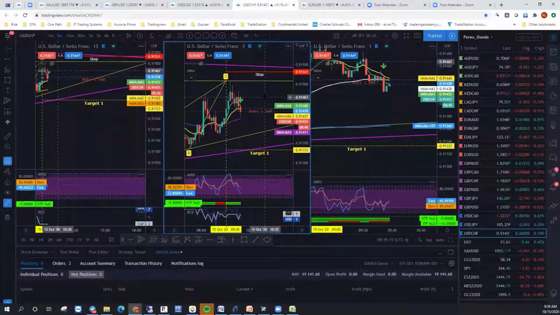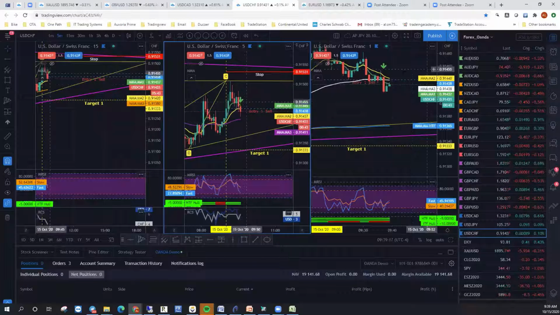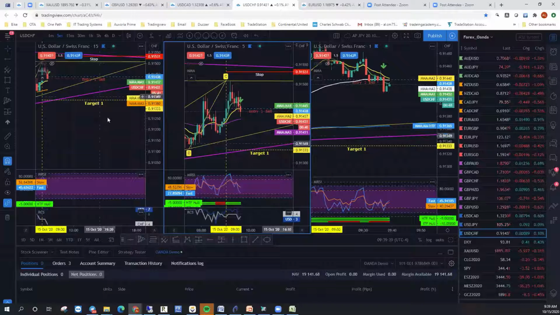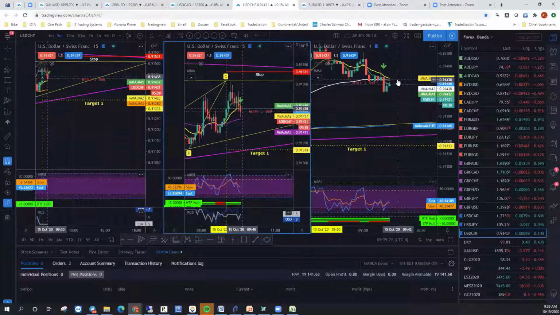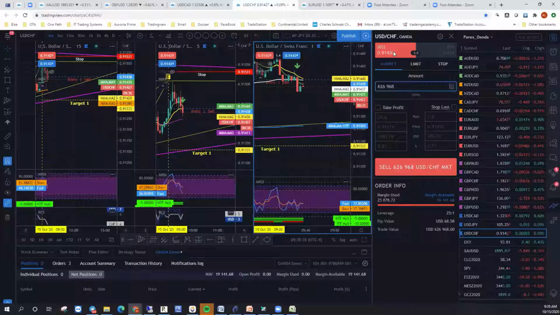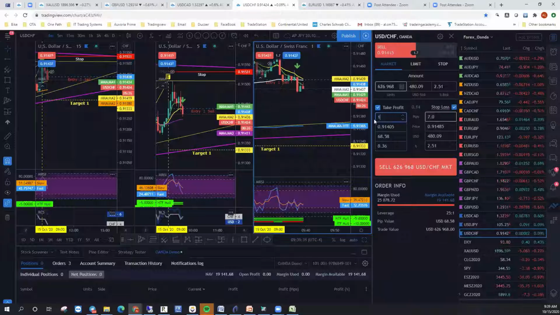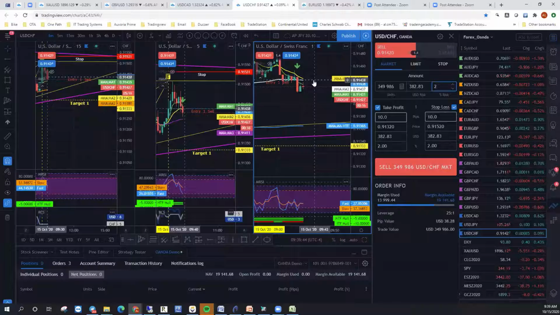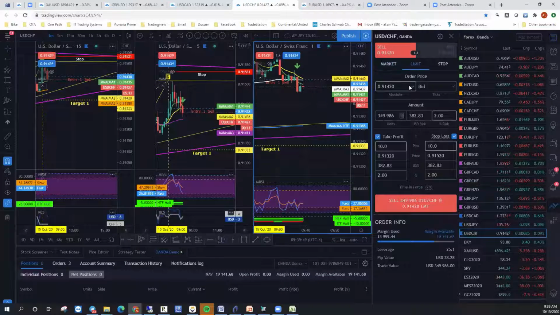I'm still right about break even on my live account. I am short on the US Swiss. I did get short. And actually, let's put this one on here, sell. We're looking at 10 pips, 2%, and an entry at 91.43. So we'll go sell limit.